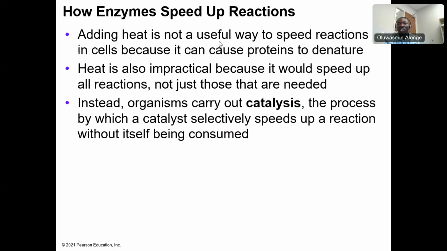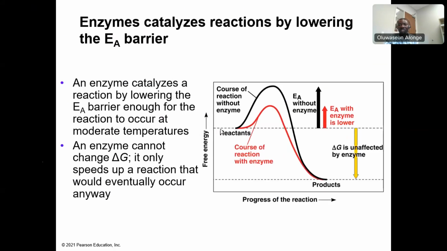Now, adding heat is not a useful way to speed up reactions in a cell because it can cause problems for proteins, right? It can denature the protein. So that is the reason why enzymes become necessary for proteins. It is also impractical because it will speed up all reactions, not just the ones that are needed. So instead, organisms will carry out catalysis, which is the process by which a catalyst selectively speeds up a chemical reaction without itself being consumed.